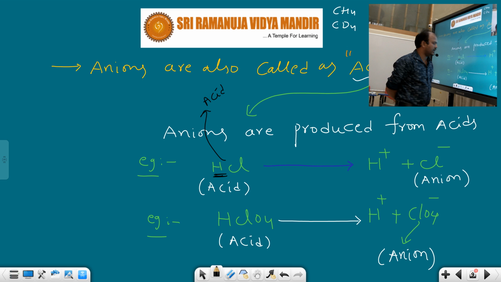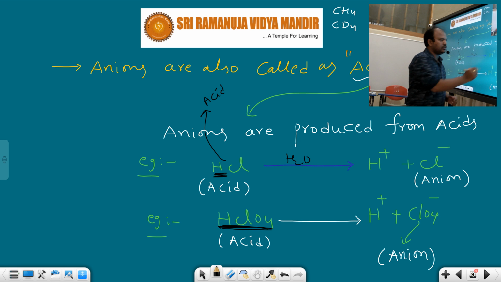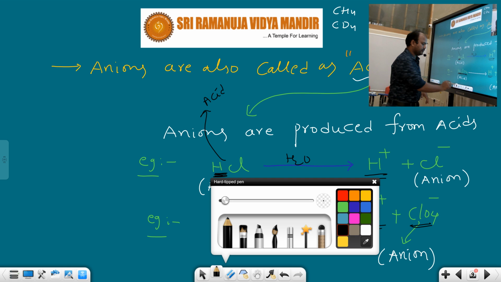When this compound is dissolved in water, HCl, it can be broken down into ions. It will be split up into H plus ion and Cl minus ion, as well as HClO4 can be split up into H plus as well as ClO4 minus. Here you should observe that Cl minus is a negative charge ion, that's why this is an anion. ClO4 minus ion is a negative charge ion, that means an anion.